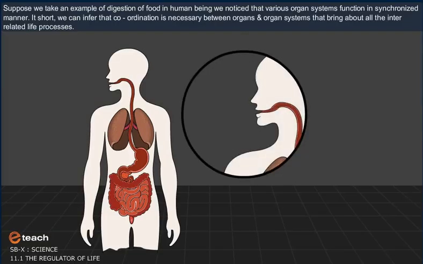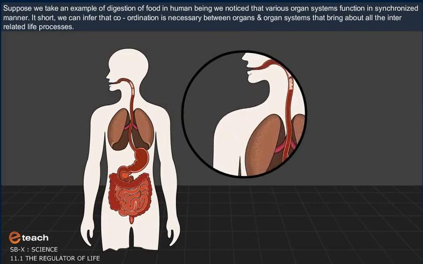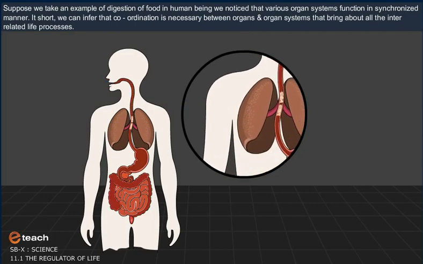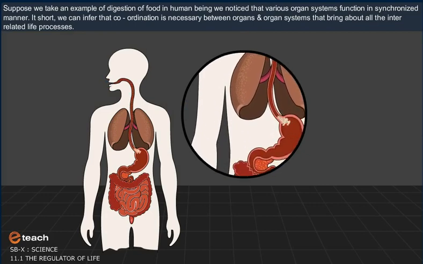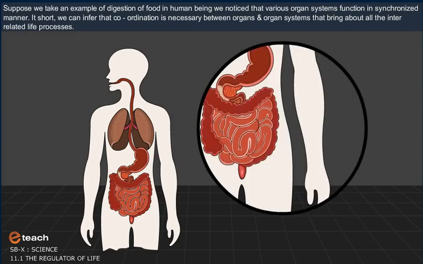Suppose we take an example of digestion of food in human beings. We notice that various organ systems function in a synchronized manner. In short, we can infer that coordination is necessary between organs and organ systems that bring about all the interrelated life processes.